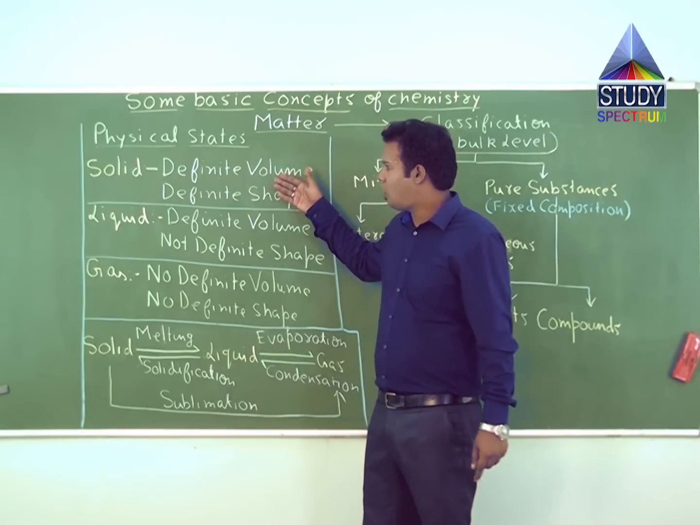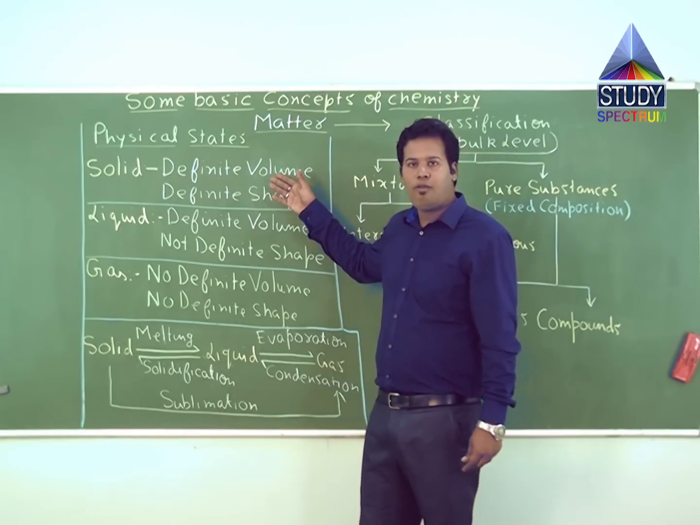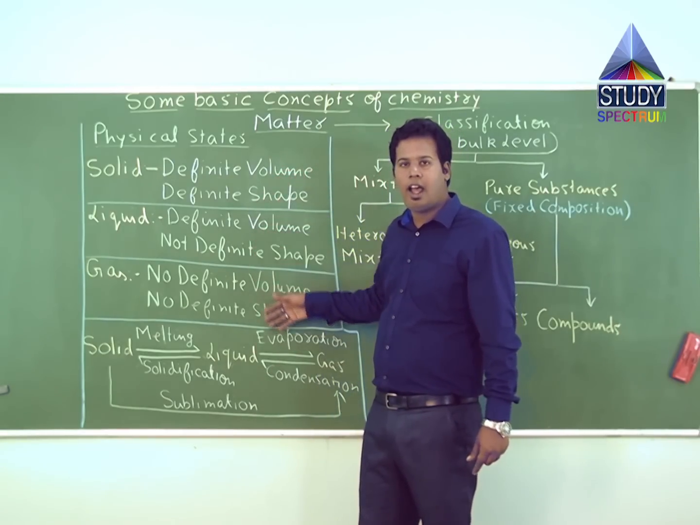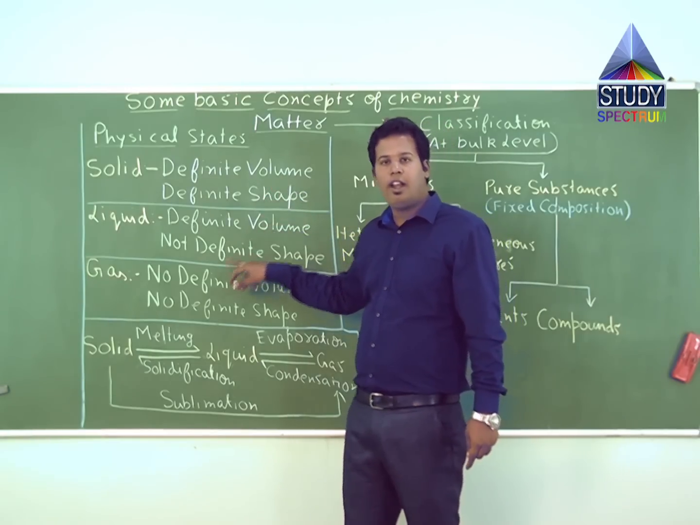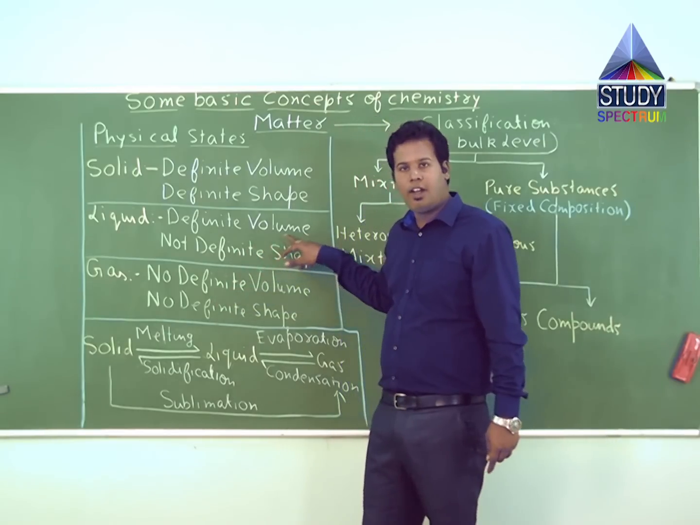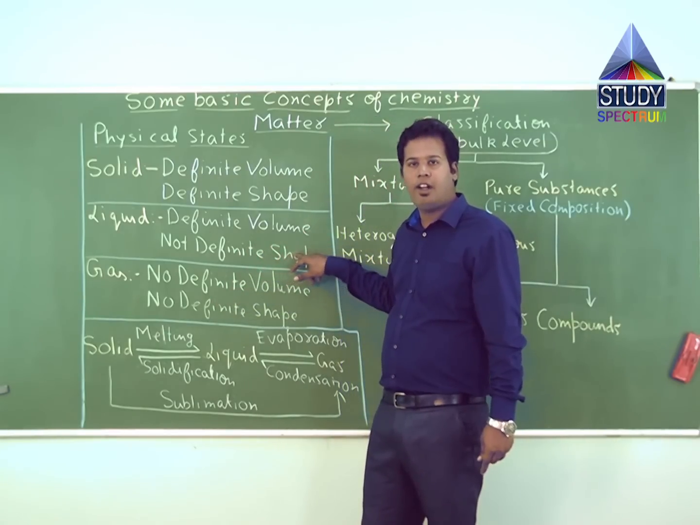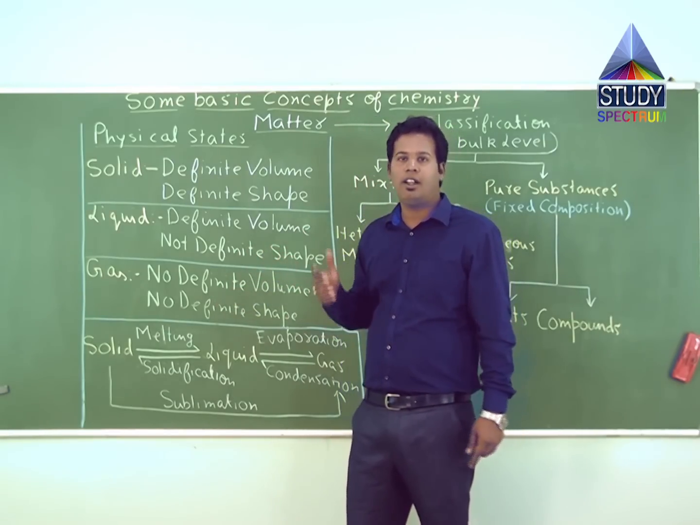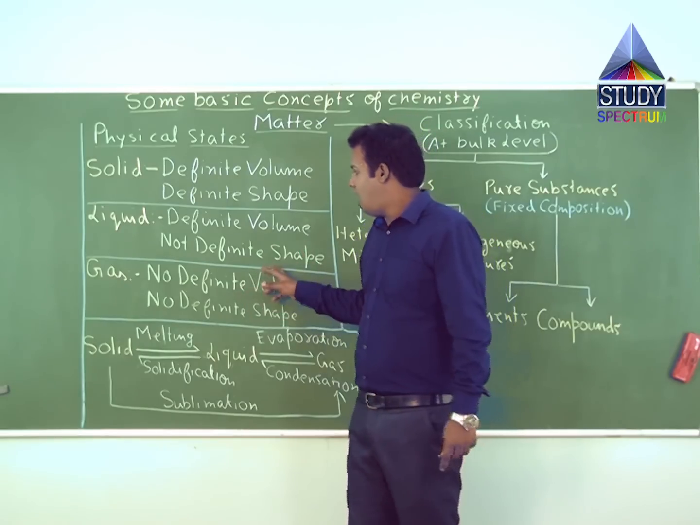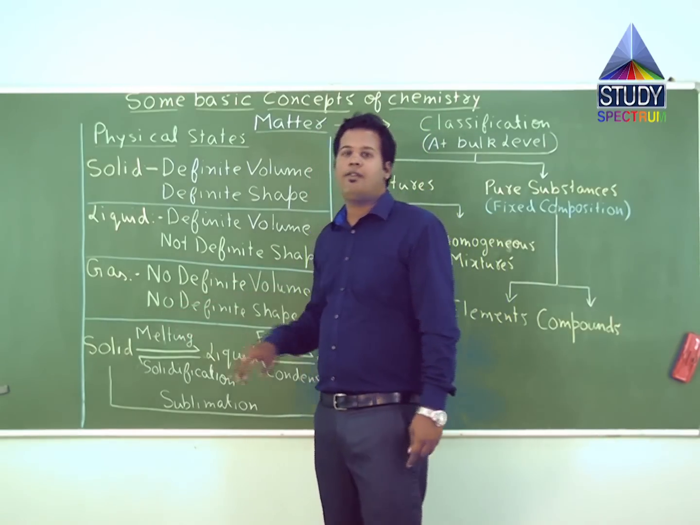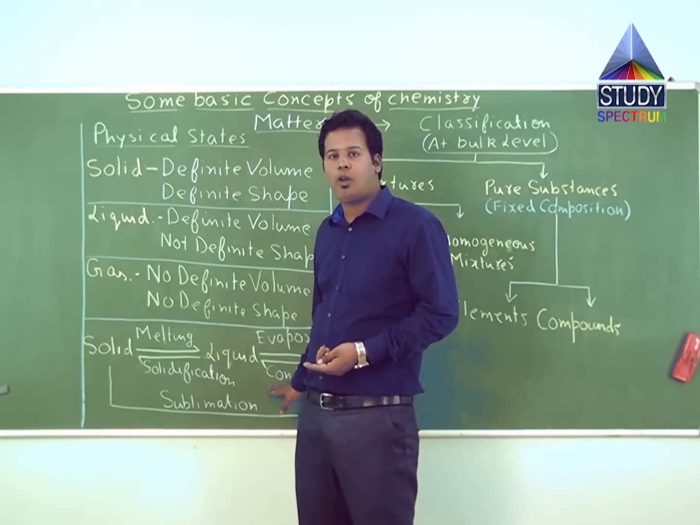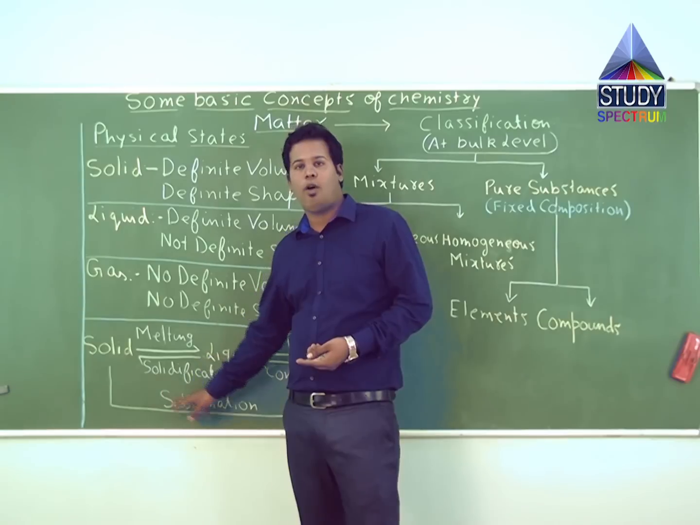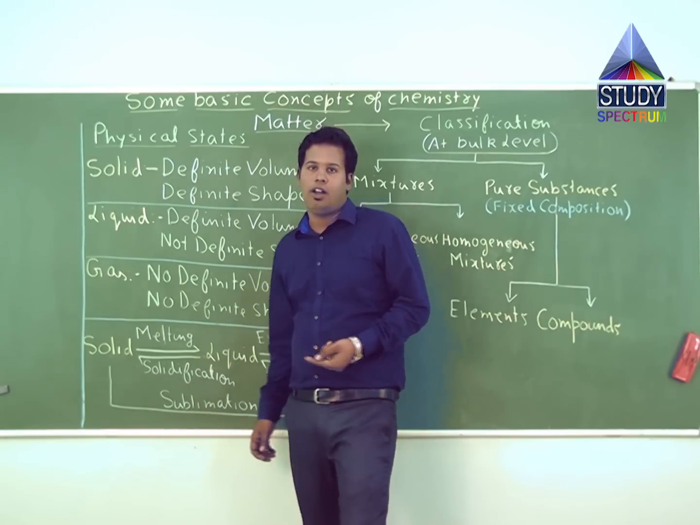So we have just talked about the different physical states of matter, that is solid, liquid and gas. Solid has definite volume and definite shape, whereas liquid has definite volume but not a definite shape. It will take the shape of the container the way it is. And a gas has neither definite volume nor definite shape, and these are the different physical processes by which we can convert one state of matter into another.